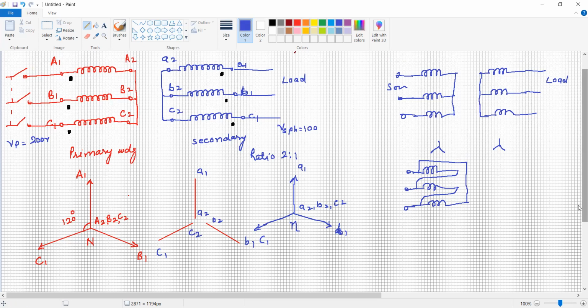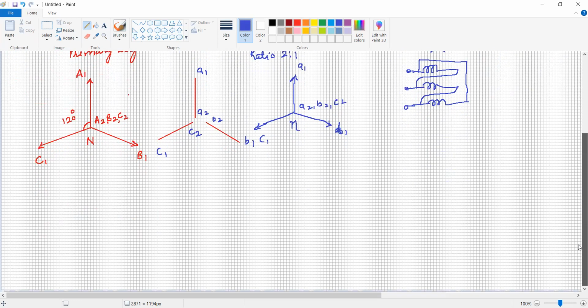Now, the second point we are going to take is the wrong method of star-star connection, and what would be the difficulty in connecting the transformer by neglecting the dots, the similar terminals, in the windings.